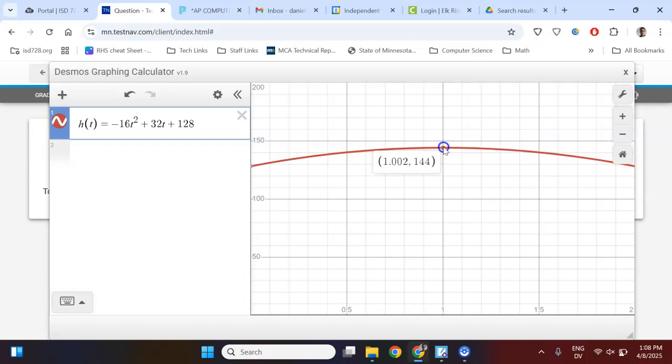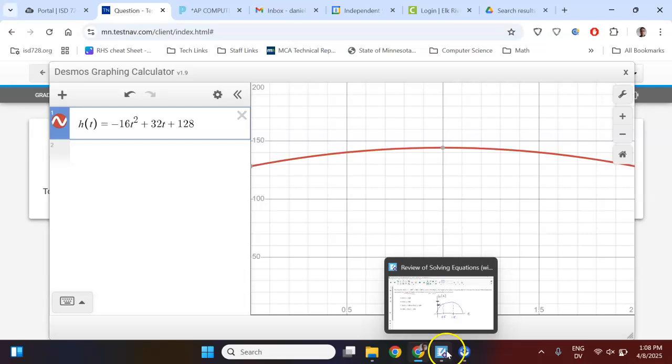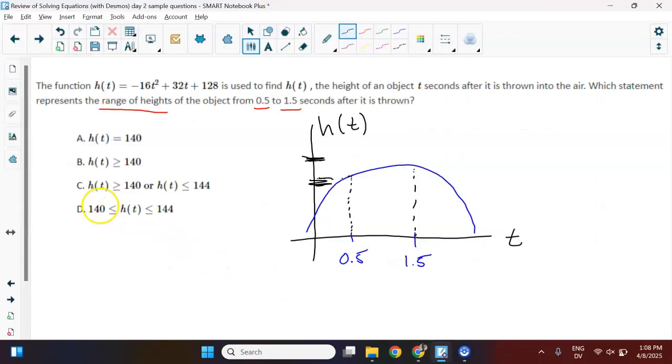So it goes up to 144, but then drops back down to 140. So my range is going to be anywhere between 140 and 144. Let's see if that's an answer choice. So I think it's this. This is just saying our height is greater than or equal to 140, but less than or equal to 144. So that's basically saying it's between 140 and 144. So that's the right range for the heights.